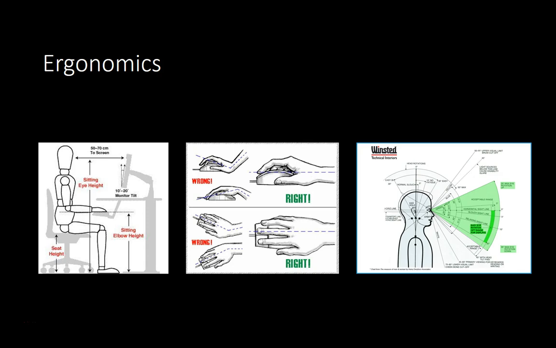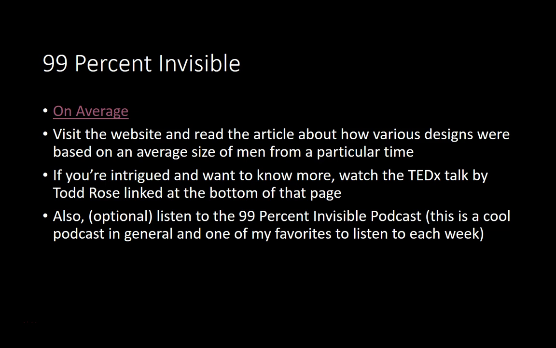And now we take that idea of a car, and we're going to move on to a podcast that I listen to, which is called 99% Invisible. And I'm going to take you out to the website in just a couple of seconds here. But the assignment on this little page of our PowerPoint is to visit the website and read the article about how various designs were based on an average size of men from a particular time.